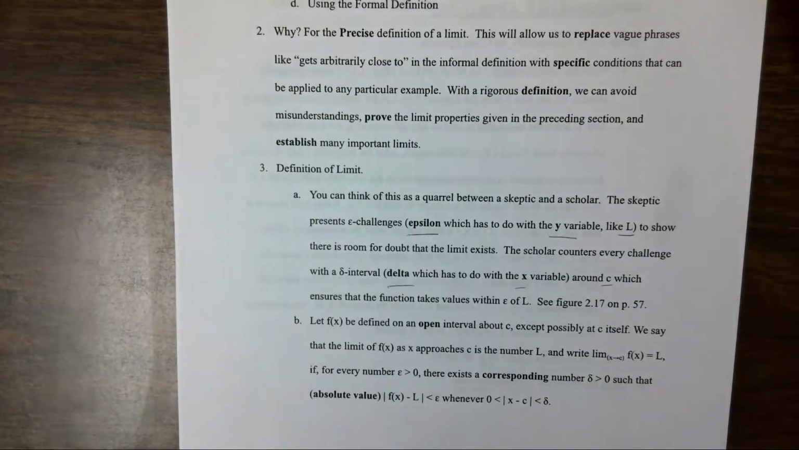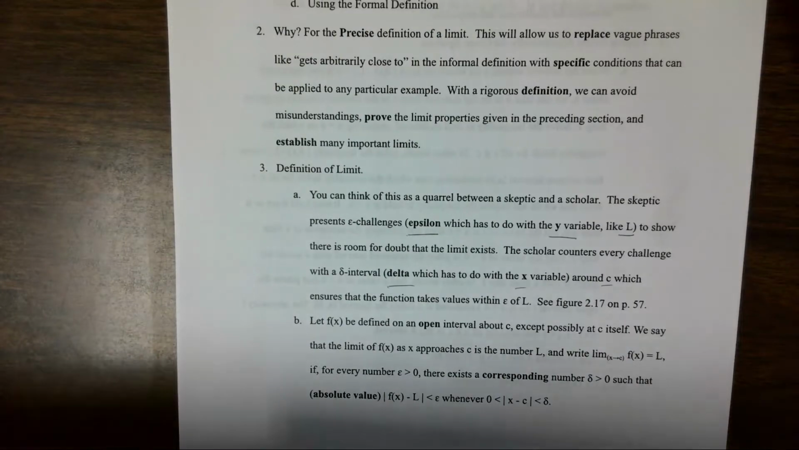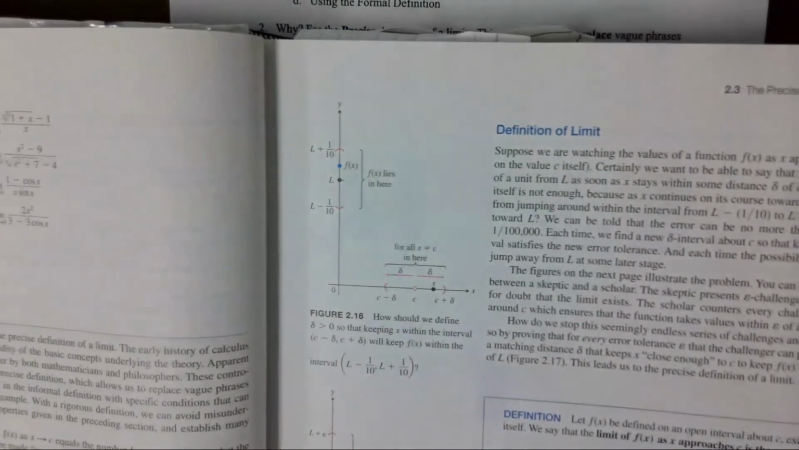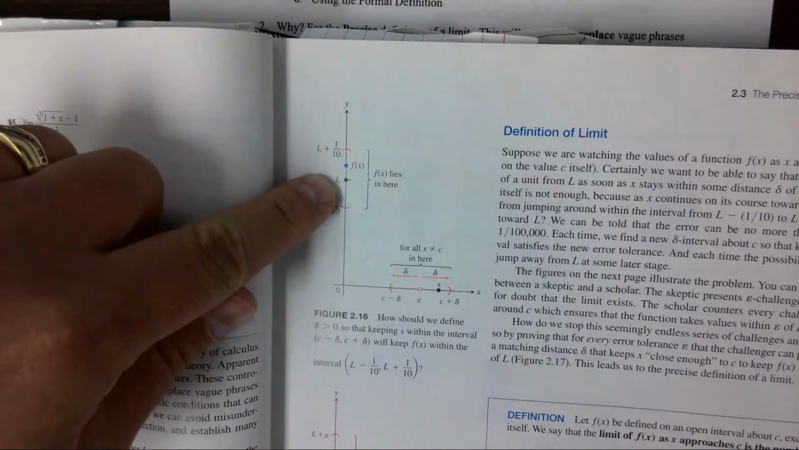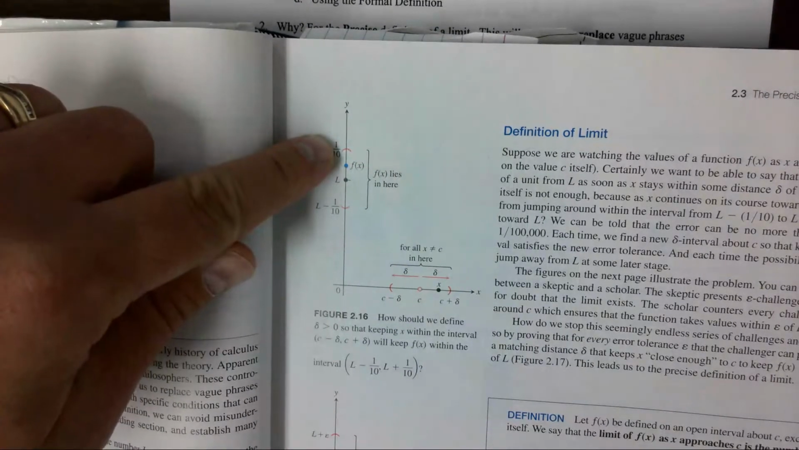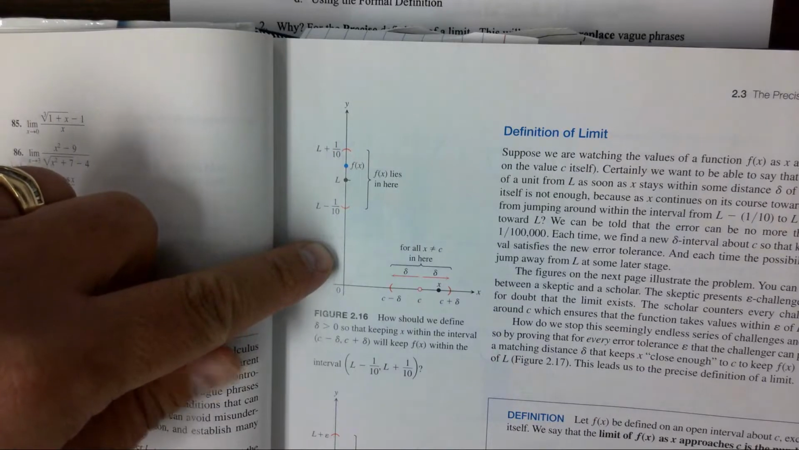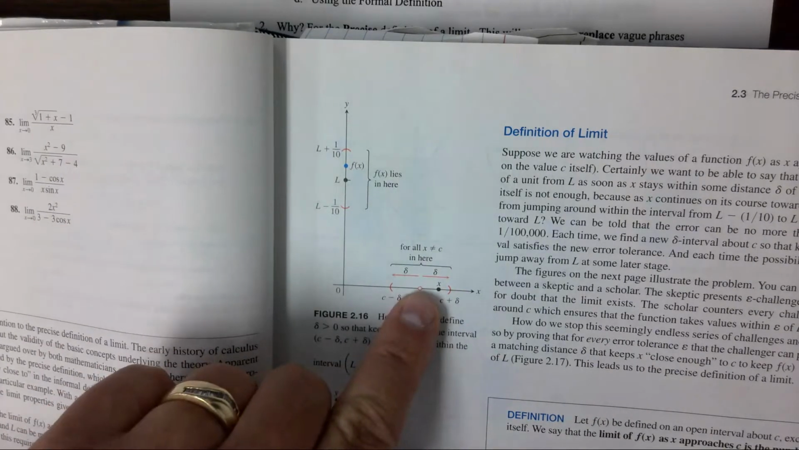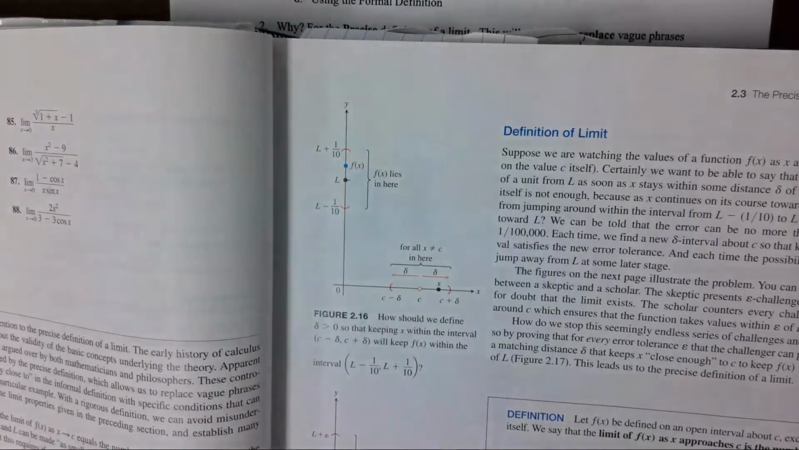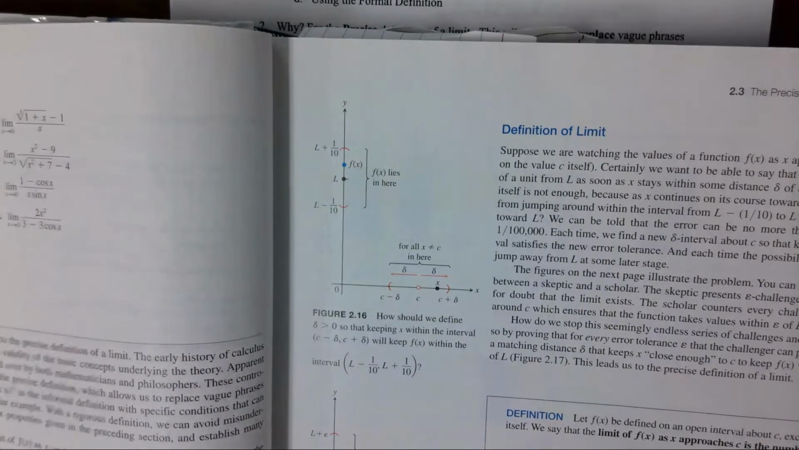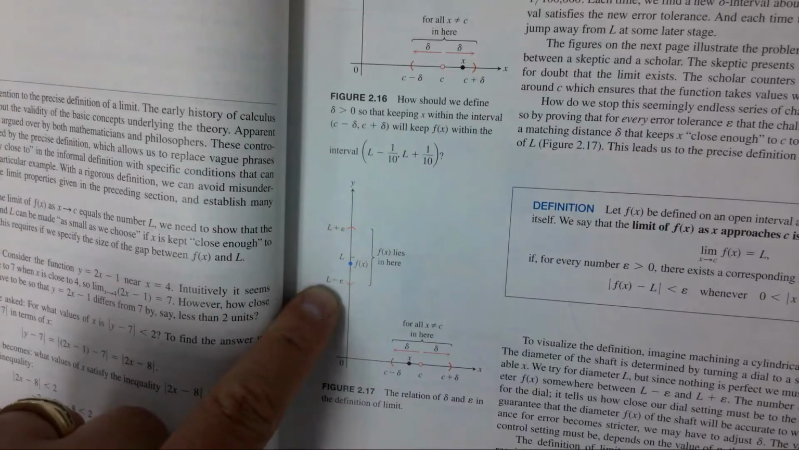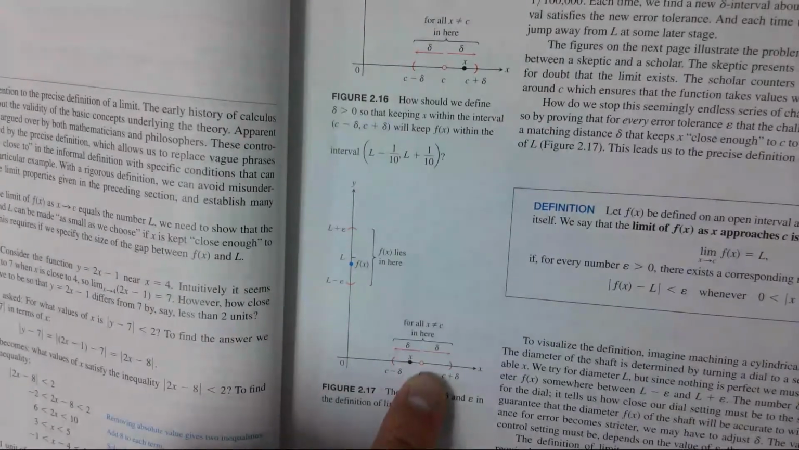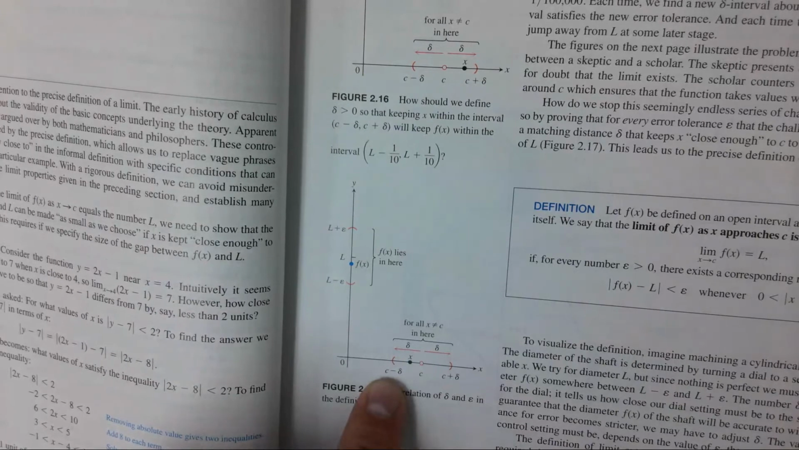Here I'm going to show the picture of it. The skeptic says, what if it's above or below? Then the scholar would say, then the x is going to be either above or below. And it's the same thing here. What if the limit is above or below? Then the x would be to the right or left, basically.